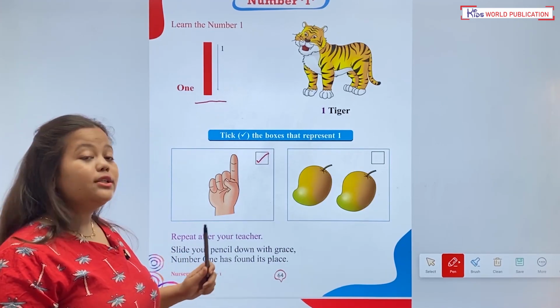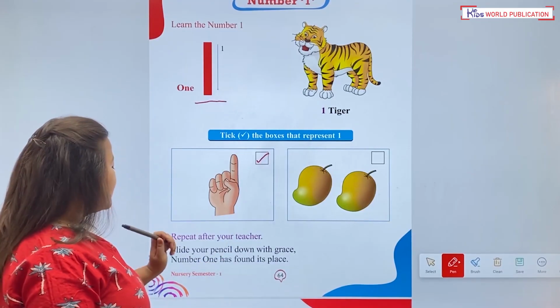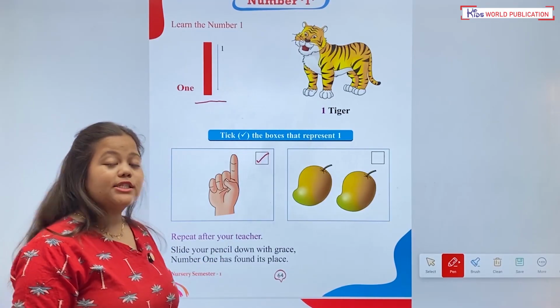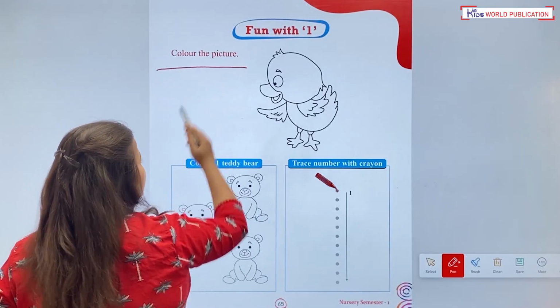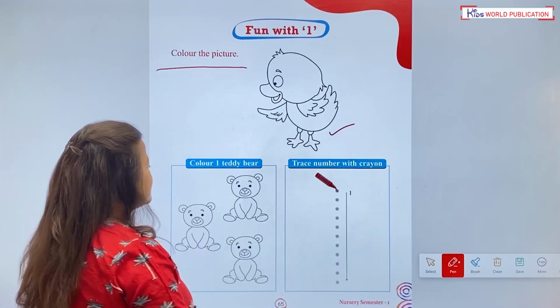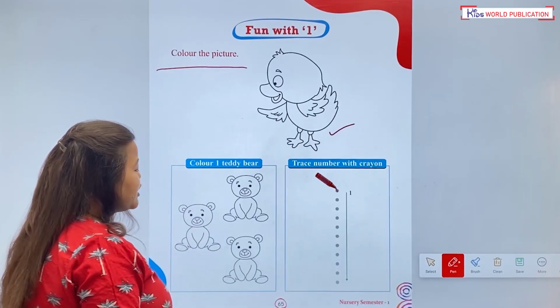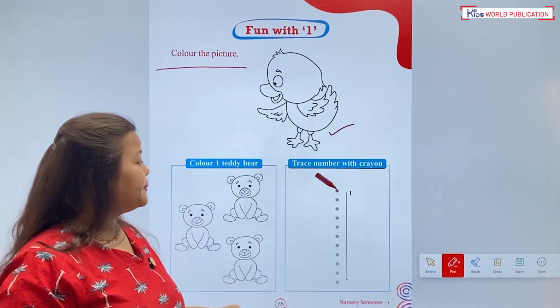Repeat after your teacher. Slide your pencil down with grace. Number 1 has found its place. Fun with number 1. Color the picture. So kids, you will color this picture in beautiful colors. Color one teddy bear. So in the given picture, you will color only one teddy bear.